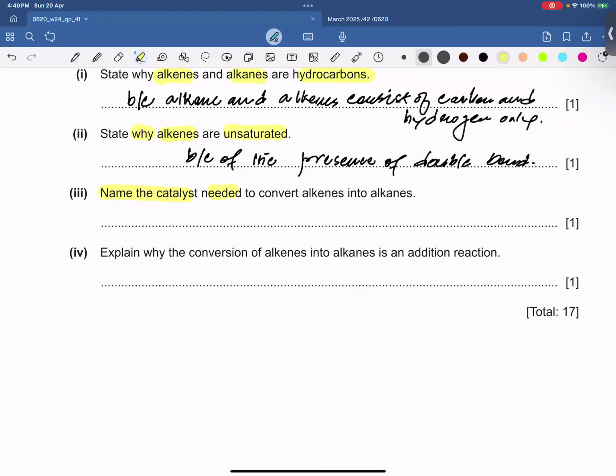Name the catalyst needed to convert alkene into alkane. Nickel catalyst. In some cases, you can use platinum. So platinum or nickel. Explain why conversion of alkene into alkane is an addition reaction, because only one product is formed.